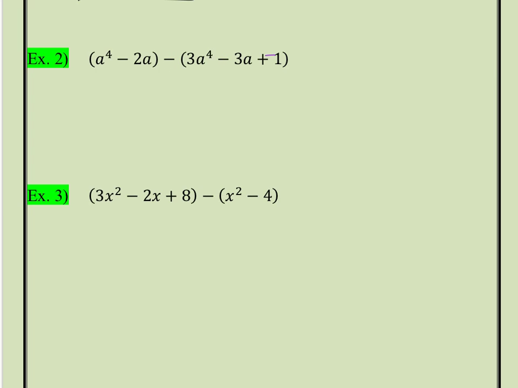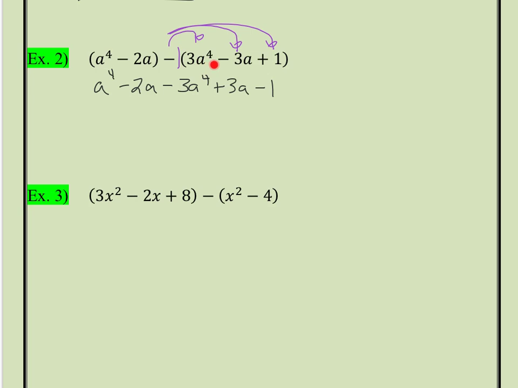Or you could just look at this and go, okay, I'm going to take this negative and multiply it. Really, you're distributing a negative 1 to everything in parentheses, because technically the number in front of the parentheses is a negative 1. And this is what I prefer to do. It's just easier than doing plus and then changing all the signs. So we have a to the 4th minus 2a minus 3a to the 4th plus 3a minus 1.